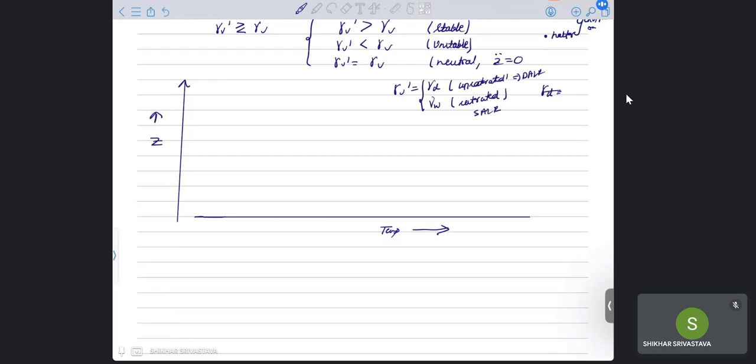Now, we know the value of DALR. It is around, this is that line, gamma D, which is 9.8 Kelvin per kilometer. We also know the value of the saturated adiabatic lapse rate. It is less. Maybe you can assume it to be 4 Kelvin per kilometer. This is gamma W. Okay. So these two, so your actual lapse rate is increasing in this direction.